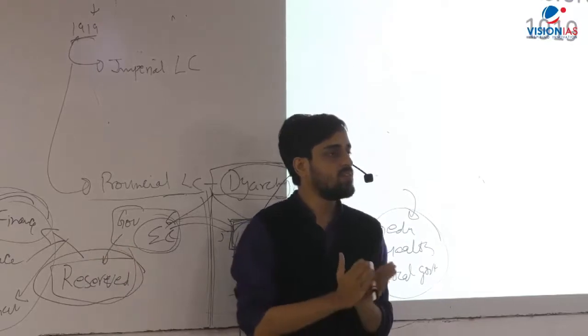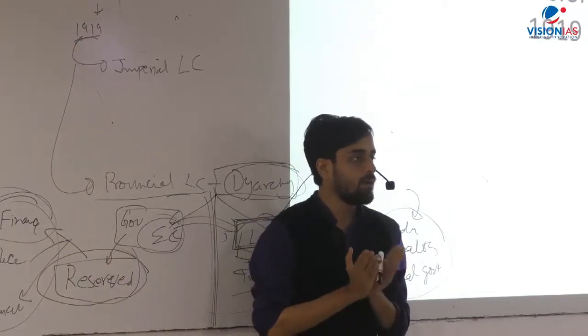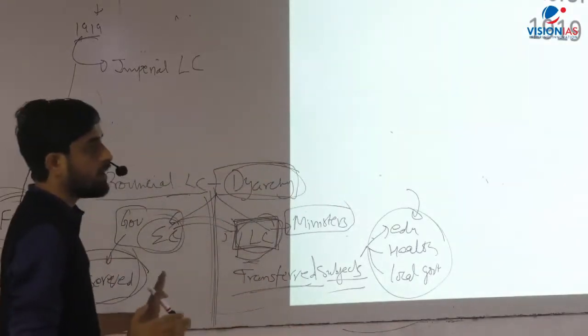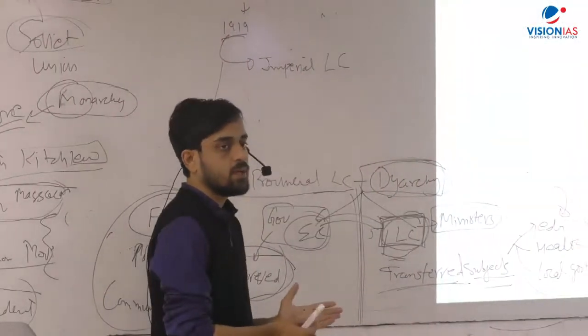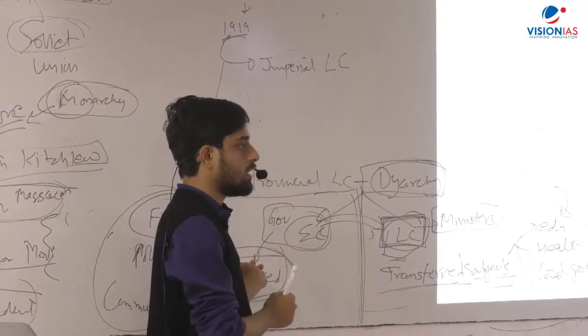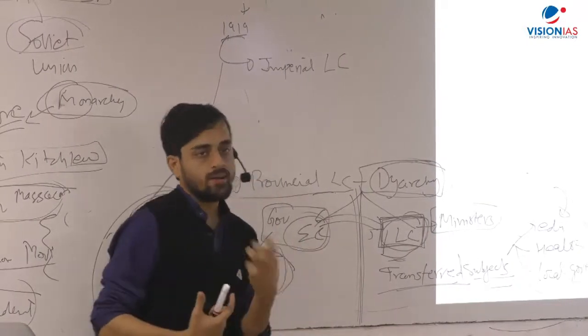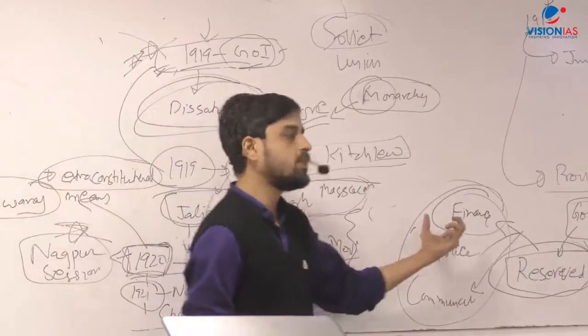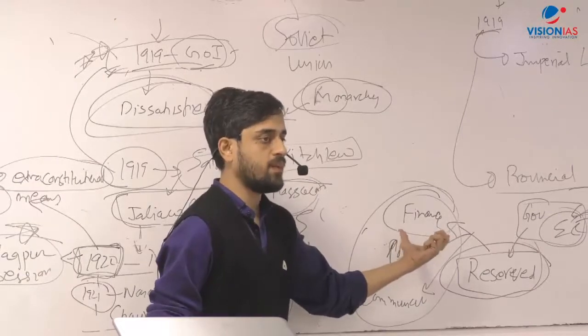So even if this transfer of power happened, or this division of powers between the reserved and the transferred lists happened, it turned out to be largely ineffective because the control of the finances was strictly under the hand of the Governor General, because that is what they are more interested in, right? The Britishers were more interested. So that is why they did not give the control of the power of finances.